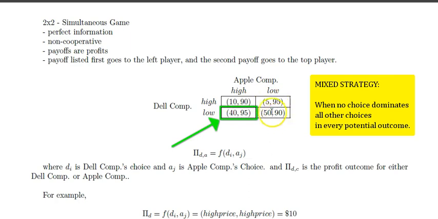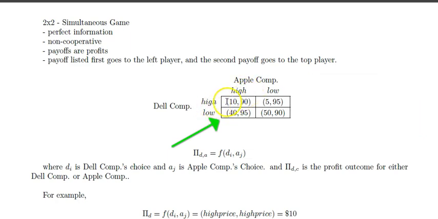And we can in fact check any other option, any other outcome, and actually see that in each of them, at least one of the players would want to switch. For example, let's say that both players pick high. Well, if you're Dell and you think that Apple Computers is going to pick high, you would rather pick low. So you would prefer to move from here to here. In fact, if you're Apple Computers and you think Dell is going to pick a high price, you also don't want to be here, so you move to here.